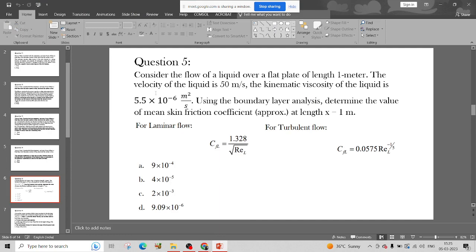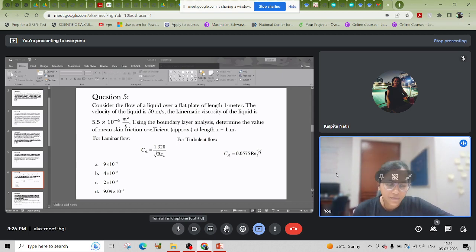Consider the flow of liquid over a flat plate of length 1 meter, and the velocity of the liquid is 50 meter per second. The kinematic viscosity of the liquid is given, and using the boundary layer analysis, determine the value of mean skin friction at x equal to 1 meter. For laminar flow it is given, for turbulent flow it is given. Now you have to find the Reynolds number and check in which flow regime it is, and then find the value of mean skin friction. I'll give you 5 minutes to solve this question. After that, we'll proceed with the solution.